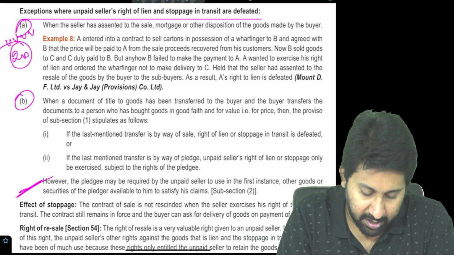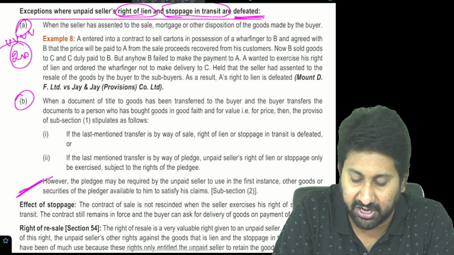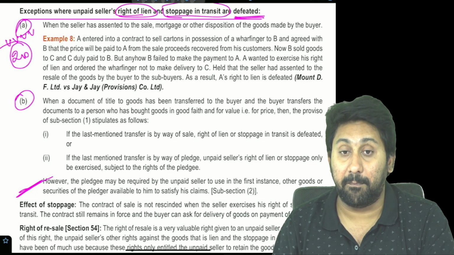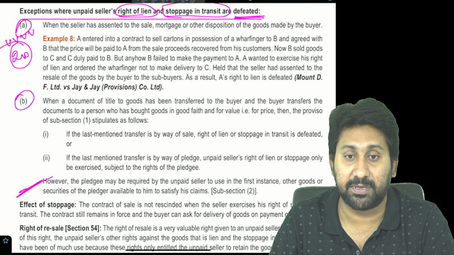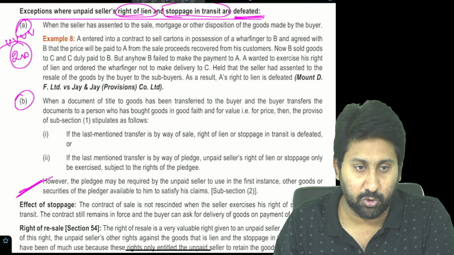Exceptions where unpaid seller's right of lien or right of stoppage in transit are defeated. That means, can the seller exercise the right of lien or stoppage in transit? No. In what cases? In two cases you can't. What are the two cases?